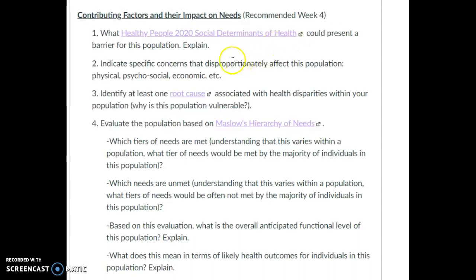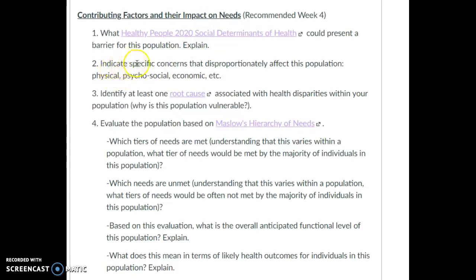You need to go in and look at the Healthy People 2020 Social Determinants of Health page and make sure to identify specific determinants of health that could present a barrier for your population and give a little explanation. This does not need to be incredibly long. As we look at the bottom in a few minutes as far as the structuring, this is mostly you doing a voiceover of PowerPoint. So this does not need to be an incredibly wordy slide, but you can give a little explanation in that as well.